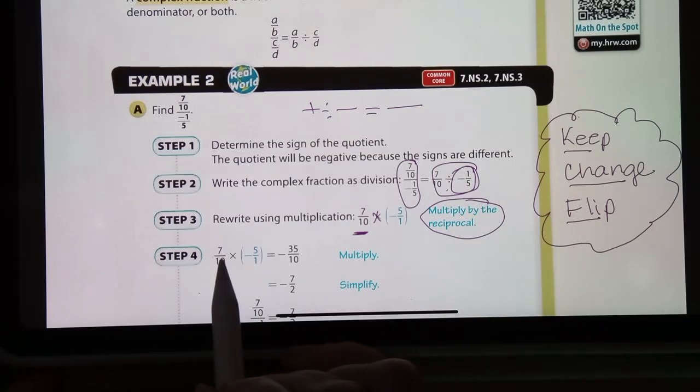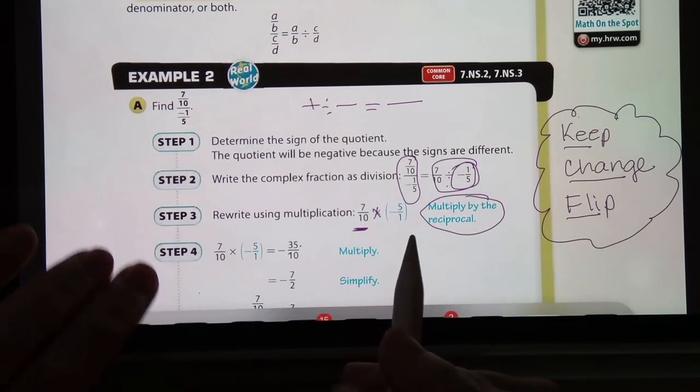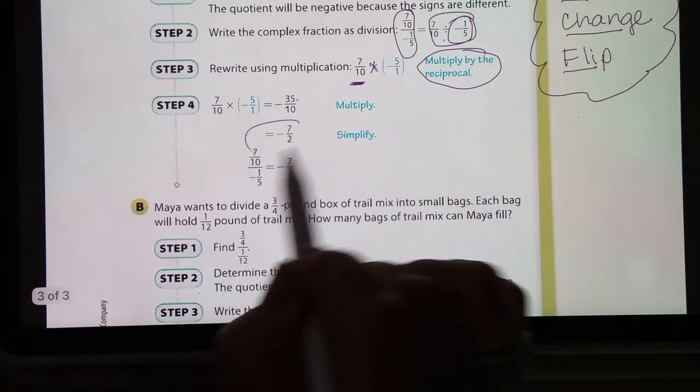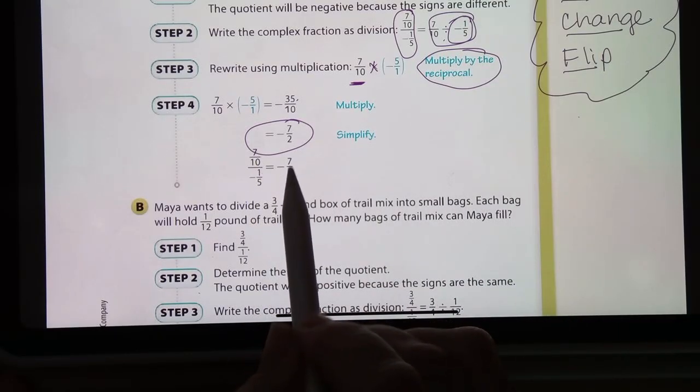Now I have 7 times 5 is 35. 10 times 1 is 10. I know my answer is negative. And we simplified the problem. So 7/10 divided by -1/5 is -35/10, which is -7/2.